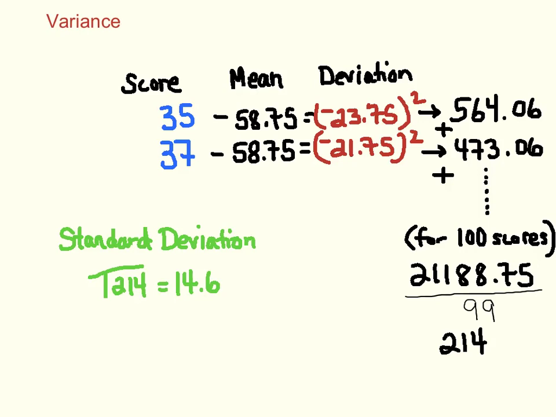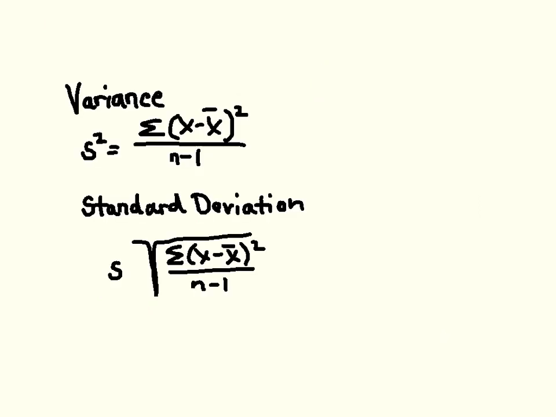So 14.6 is a much more intuitive number to reflect the variation in scores that range between 35 and 85. Okay, so that's it for measures of variation. I'm going to show you the actual formulas on the next page.